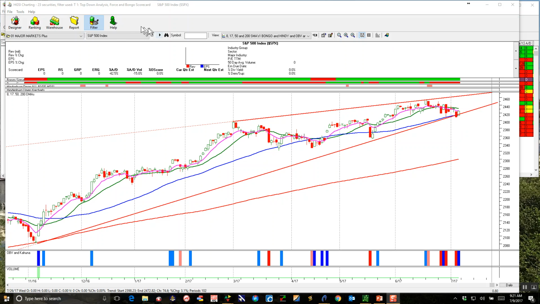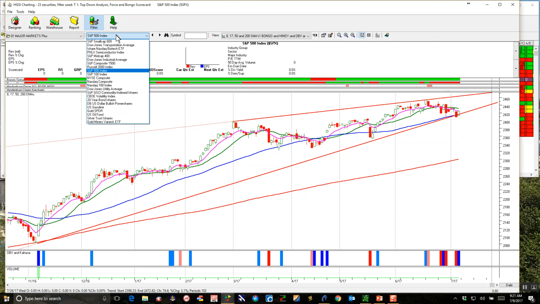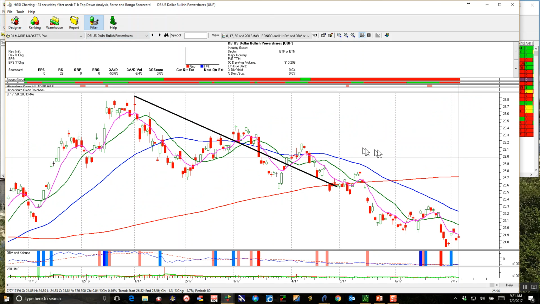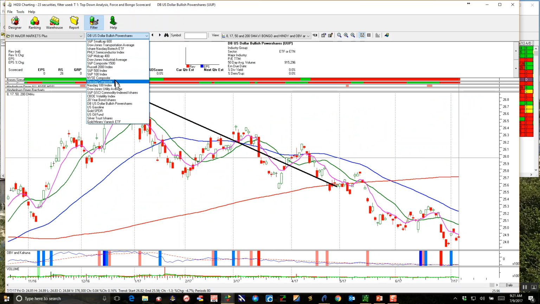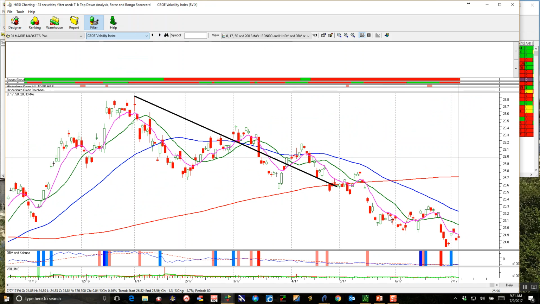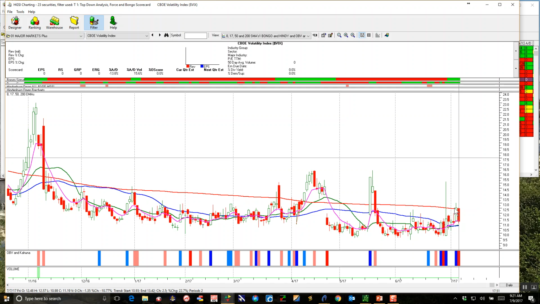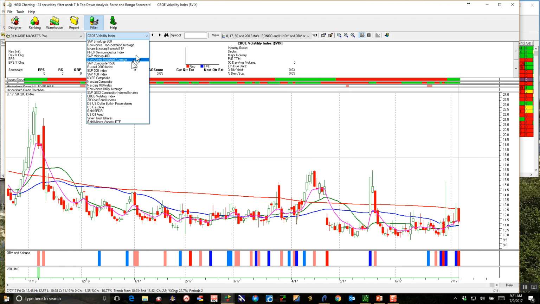All right, very quickly. I know you're getting tired of my voice. Dollar, horrible. VIX fails to get above the 200 multiple times. Notice that the VIX is in a weekly bongo green, so that predicts it goes higher from here. Bad for the market.